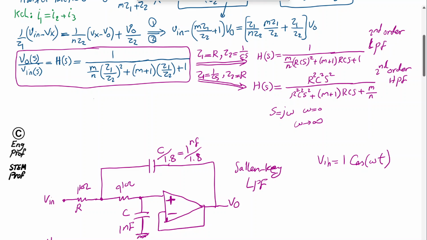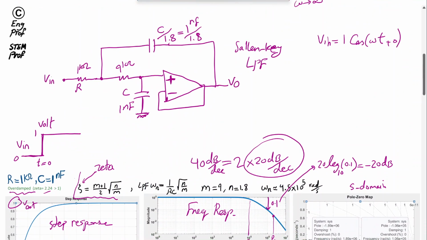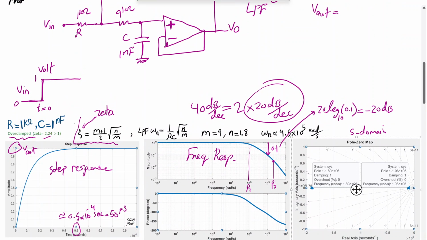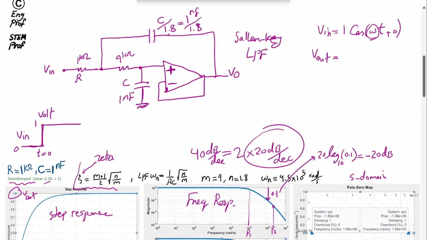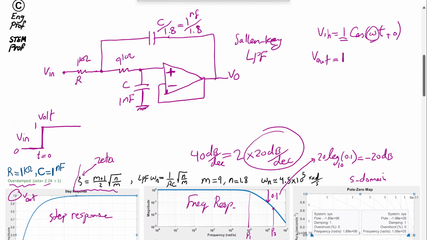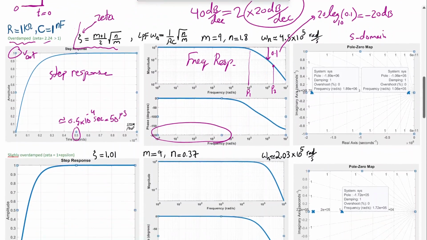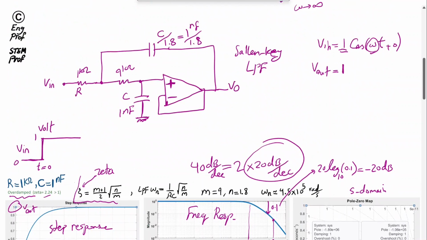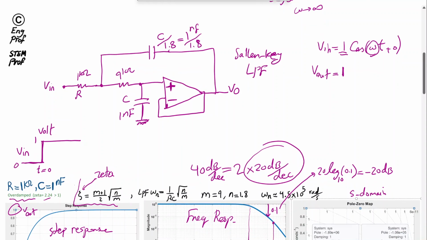So V in is 1 cosine omega t, with no phase, phase 0. Then at the output, if omega of this sinusoid is in this range, the output is the same amplitude as the input. So one amplitude comes in, one amplitude goes out for this low pass filter, and in this frequency range the phase also remains 0, unchanged. So the filter doesn't add or subtract anything to the phase. So the output is exactly cosine omega t plus 0 as well.